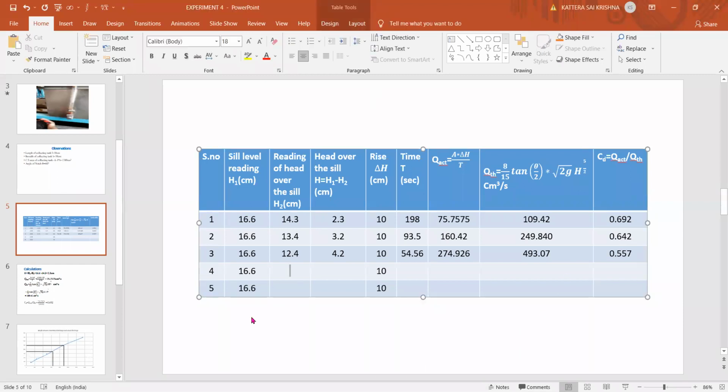For the next step, we need to increase the flow rate by regulating the valve near the pump. So the water above the sea level will be increased again. The value of H2 here is 11.3. So what will be this value? It will be 16.6 minus 7.3, which is 5. The time taken for the 10 centimeters rise in the collecting tank is 30.38 seconds. Okay, so now calculate the values here.